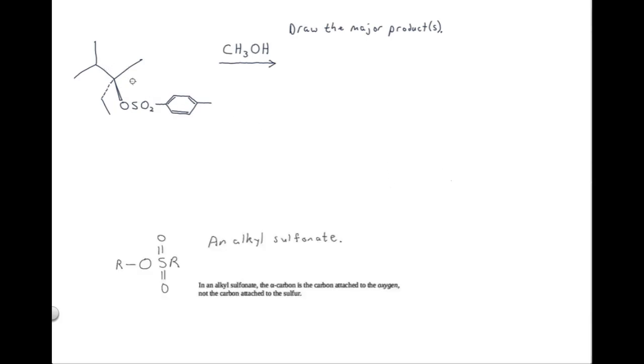Technically, this molecule is what we would call an alkyl sulfonate. Alkyl means carbon chain. So an alkyl sulfonate is a carbon chain attached to a sulfonate. This part is the sulfonate. And this part is the alkyl group referred to in the name. Notice that a sulfonate has a sulfur connected to three oxygens.